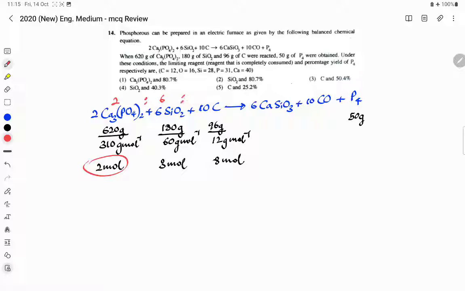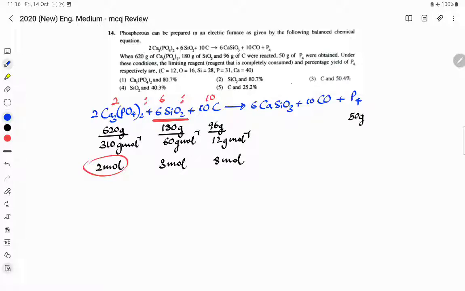Now when we look at the stoichiometry of silica and carbon, it's 6:10 or 3:5. So that means for 6 silica we need 10 moles of carbon, but we have 3 moles. For 3 moles we will be needing 5 carbons, but we have 8. So carbon is also in excess. Therefore, this will be our limiting reagent. I hope you can understand that.